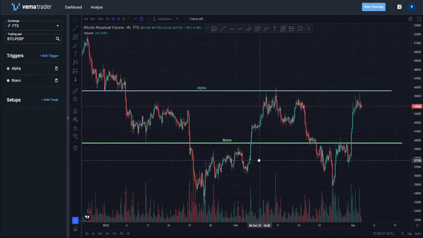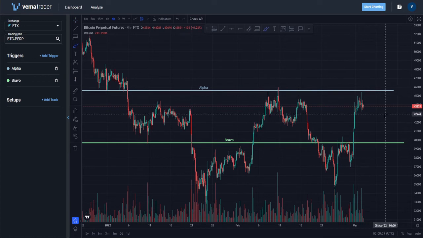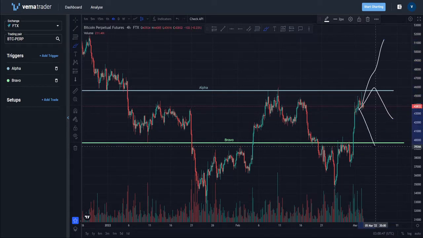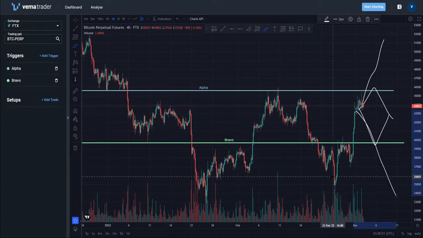Now there's sort of four possible things that can happen in this range, right? Price can break alpha and keep heading up. It can come to alpha and reject. It can come to Bravo and bounce, and it can break Bravo and keep heading down.